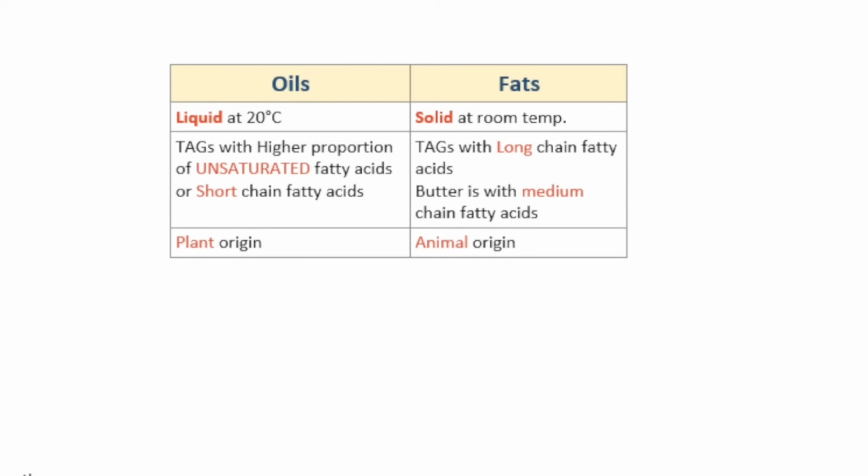Now we'll see properties of triacylglycerols. First is the difference between oils and fats. Oils are liquid at 20 degrees Celsius and fats are solid at room temperature. Oils have more unsaturated fatty acids or short chain fatty acids in triacylglycerols, whereas fats have long chain fatty acids and medium chain fatty acids in triacylglycerols. Oils are of plant origin and fats are of animal origin.